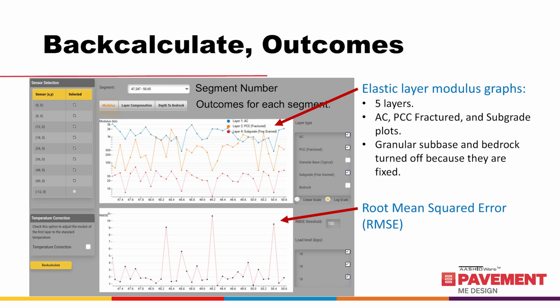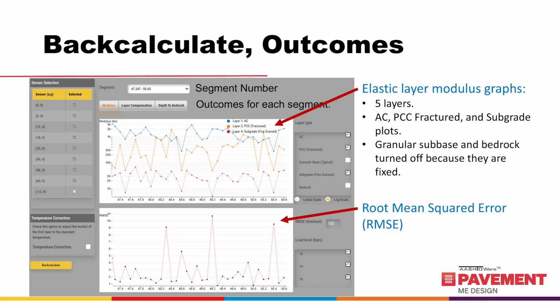The second is a graph of the root mean squared error, or RMSE, for each deflection point or location. The RMSE is a measure of how well the calculated deflection basins fit the measured deflection basins. The lower the RMSE, the closer the calculated and measured deflection basins are. The maximum RMSE value that appears in the box is 100%, just to ensure all of the deflection locations are included on the screen. The user can reduce the maximum RMSE to a specific value.